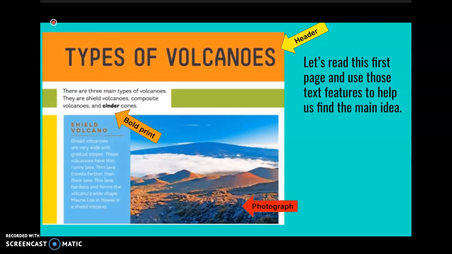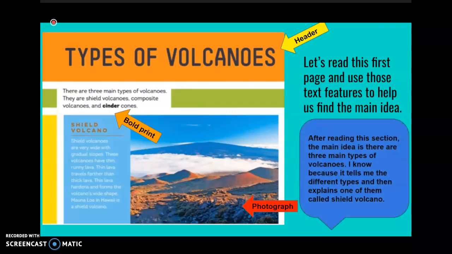Types of volcanoes. There are three main types of volcanoes. They are shield volcanoes, composite volcanoes, and cinder cones. Shield volcanoes. Shield volcanoes are very wide with gradual slopes. These volcanoes have thin, runny lava. Thin lava travels farther than thick lava. This lava hardens and forms the volcano's wide shape. Mauna Loa in Hawaii is a shield volcano.